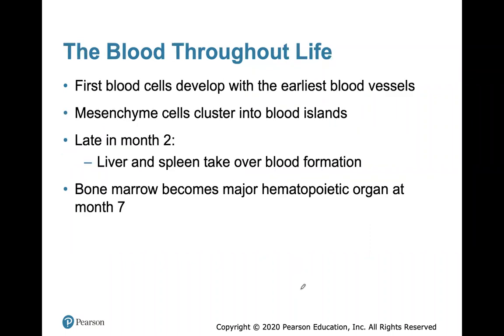Blood stages throughout life. First, blood cells will develop with the earliest blood vessels. Late in month 2, the liver and spleen take over blood formation, and then bone marrow becomes the major hematopoietic organ, or blood cell formation site, by month 7. And that's all you need to know for blood.